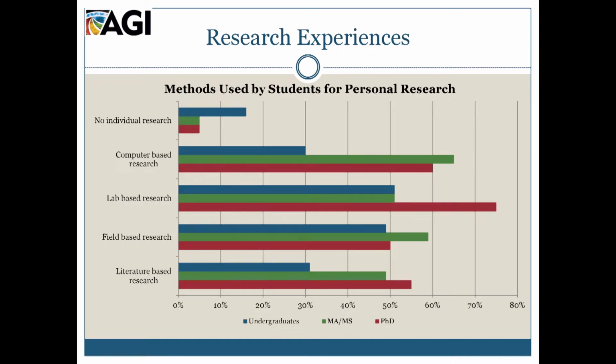Now for the methods that students use for their personal research, they could click more than one selection, so that's why all of these percentages look fairly high. I think this one will be interesting to track in the future as we continue with this, because I was looking specifically at computer-based research as compared to lab-based research and field-based research, and you see a high percentage of PhDs doing lab-based research and computer-based, but less with field-based. And you see a higher percentage of master students doing computer-based research than lab-based and field-based. So I'd like to see how and if that changes as we collect more data every year.